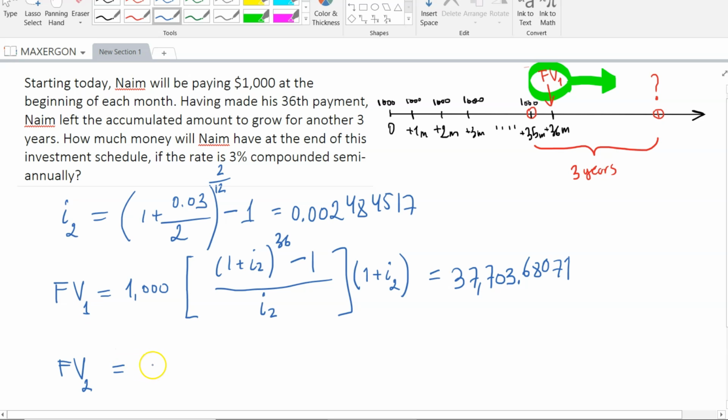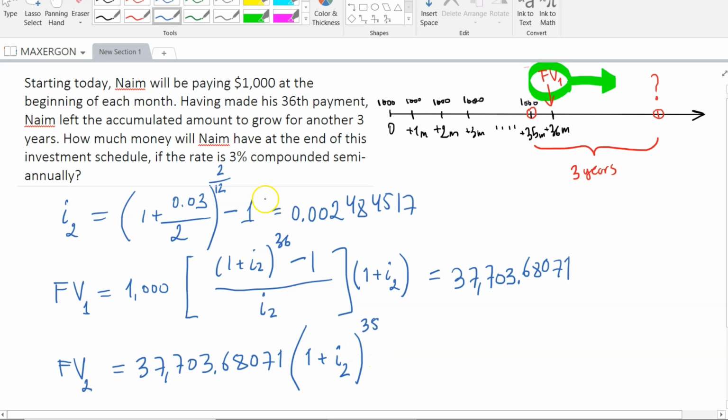The present value in this case is 37,703.68071. And this present value will now be growing at I2. Remember, this I2 is the periodic rate, which is compounded monthly and which is equivalent to 3% compounded semi-annually. It's handy because we have information about growth for 35 months. Remember, it's not 36 months that we have to find the future value of future value 1 for, but 35 months. That's why I'll just write here 35 months.